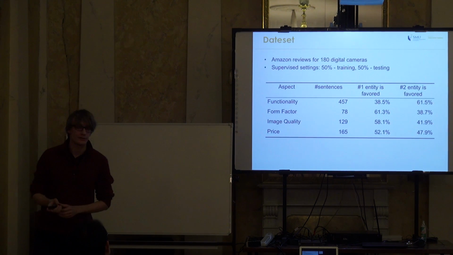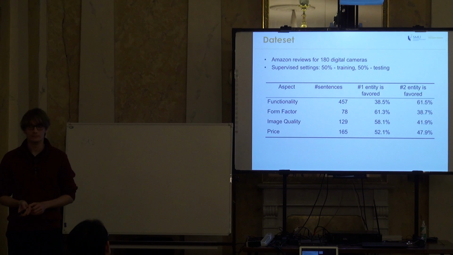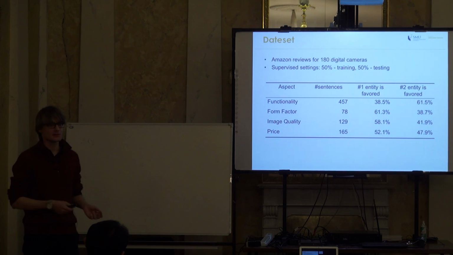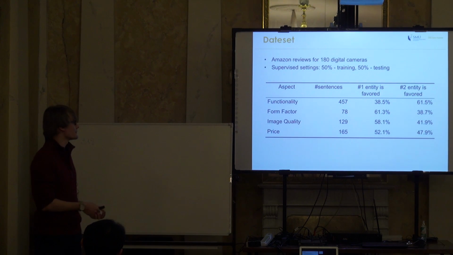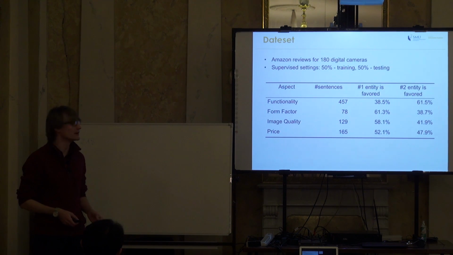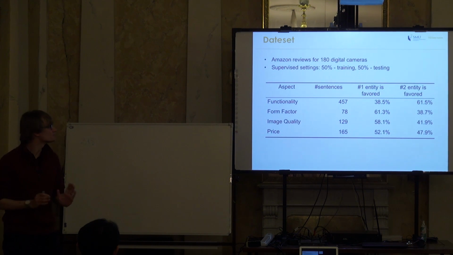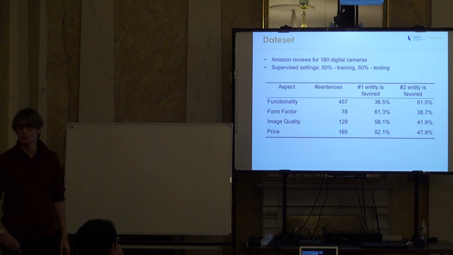A little bit about the experiments we've done. We collected these comparative sentences from Amazon and manually labeled them on 4 different aspects: functionality, form factor, image quality, and price. The datasets are roughly balanced, so we use accuracy to indicate how well the model performs.